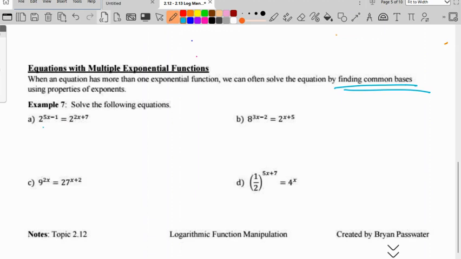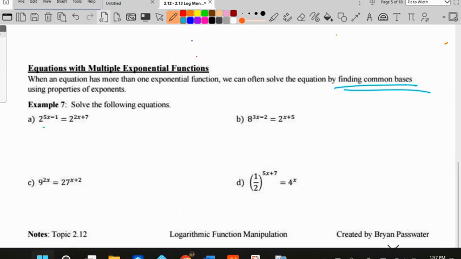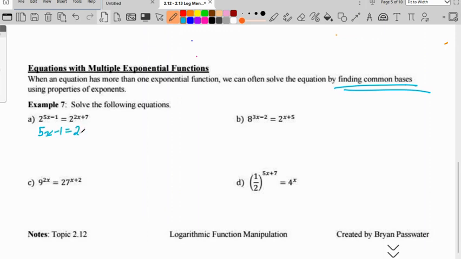Again, this is not a mathematical operation that we're using to rewrite this, it's logic. If 2 to the 5x minus 1 equals 2 to the 2x plus 7, then what must be true? Logically, the exponents must be equal. 5x minus 1 must equal 2x plus 7. So we use logic to set the exponents equal to each other, and then we just do a quick solve. That gives me 3x equals 8, so x equals 8 over 3. Because it's an exponential, I don't have to check it because there are no restrictions that I'm worried about.